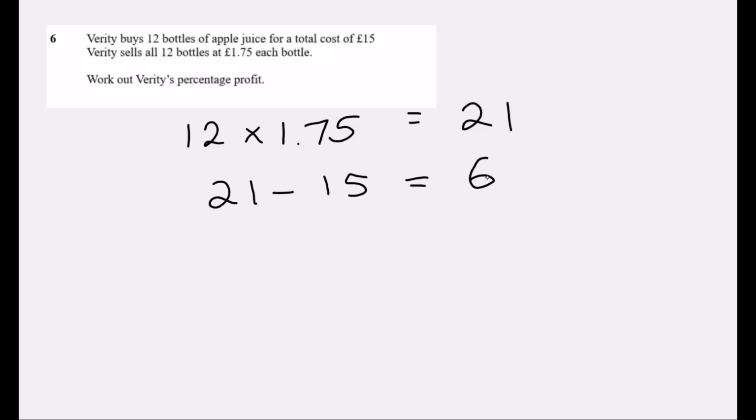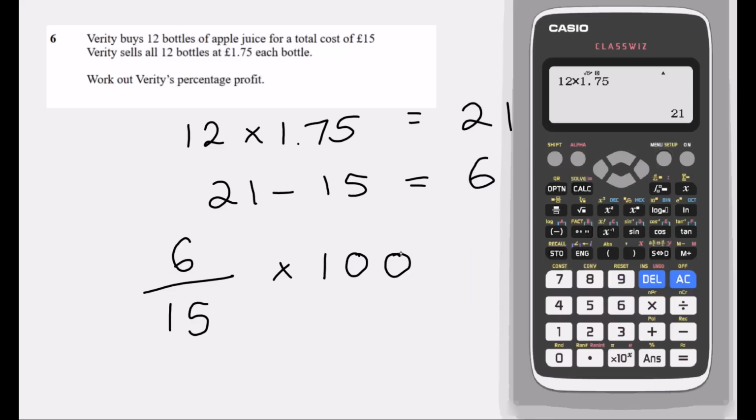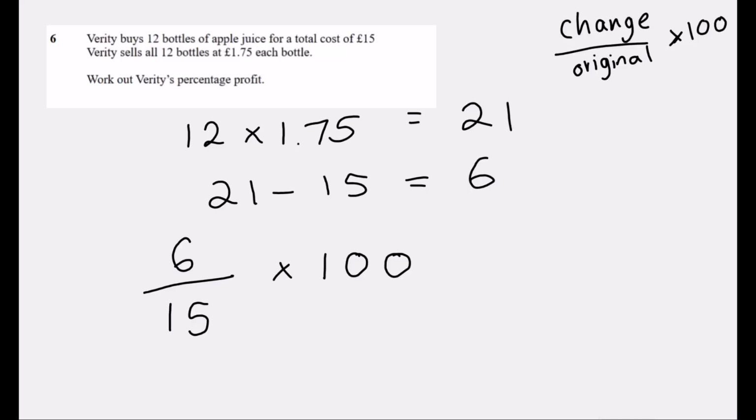For any percentage change or percentage profit, it's the change over the original times 100. The profit is 6. The original amount of money was £15. So it's 6/15 times 100, and that is 40%. So it's 40% profit.